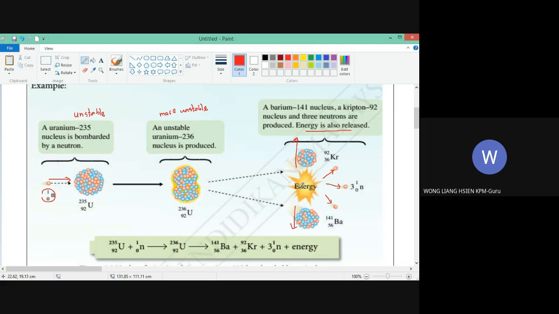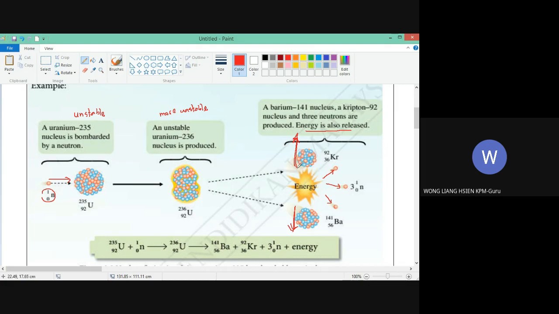Okay, kinetic energy. When the nuclei fly in two opposite directions very, very quickly, they will collide with other particles around them. Maybe other uranium-235, maybe other krypton, other barium. So they will collide with other atoms. This nucleus that flies in the opposite direction will collide with other particles, and when it collides, it will make the other particle have kinetic energy also.